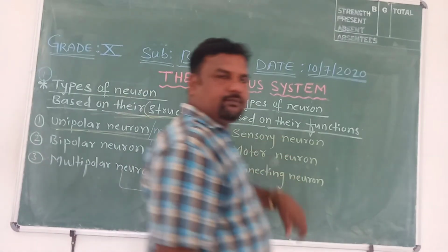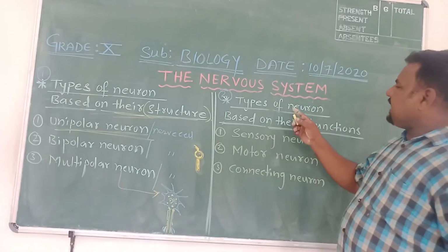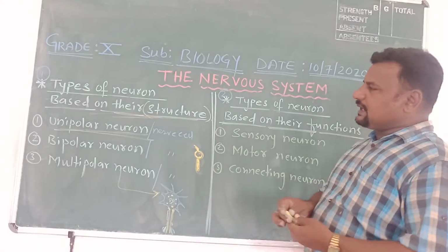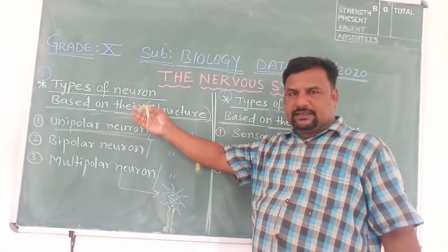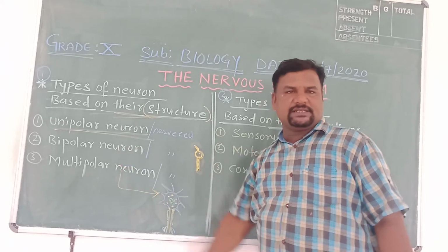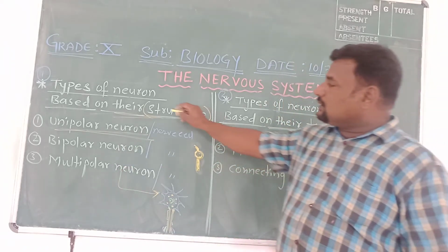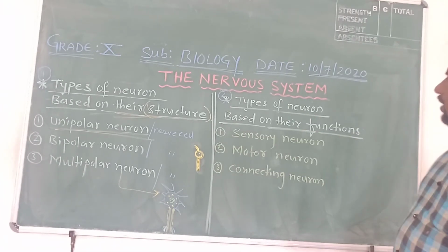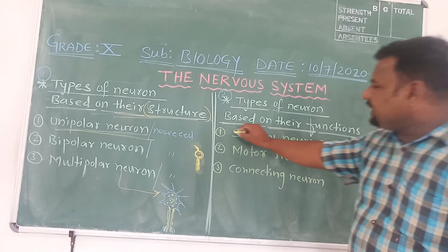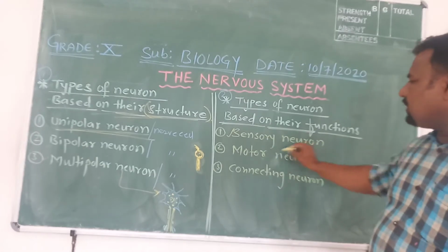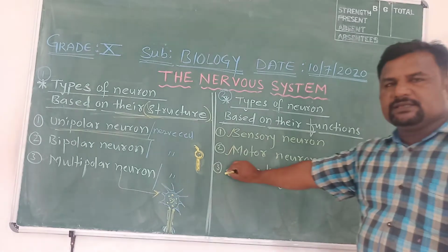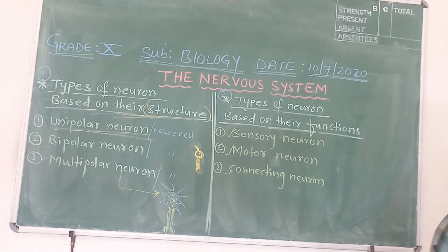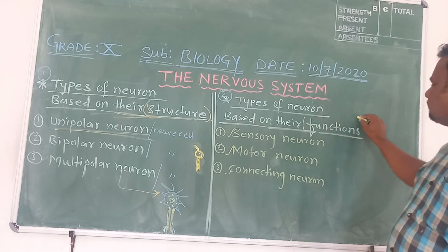Now the second thing we have to discuss is the types of neurons based on their functions. As neurons are classified into three categories based on structure, similarly, based on the functions they perform, they are classified into three divisions: sensory neuron, motor neuron, and connecting neuron. These are the types of neurons based on the functions they perform.